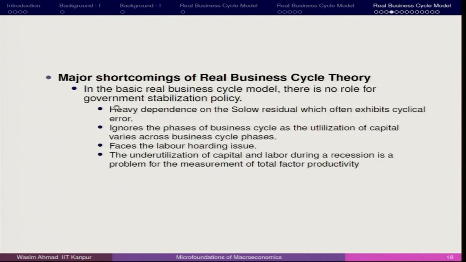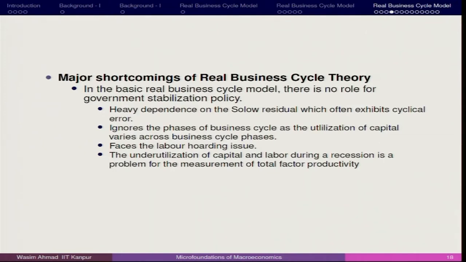Now, the major shortcomings of the real business cycle theory. The first thing is that it depends upon the Solow residual, and studies have often found that the Solow residual has limitations with regard to the trend GDP and the cyclical variation that it offers. Because of this, it is often not an accurate measure of total factor productivity. Total factor productivity could be linked with how much is the expenditure on R&D, how it is decided, and in which direction it is moving. That could be one of the value additions.